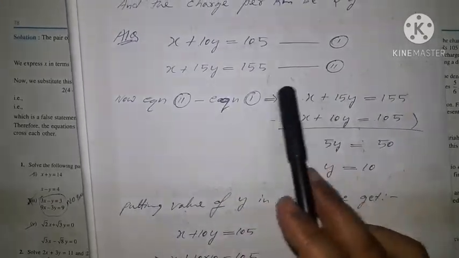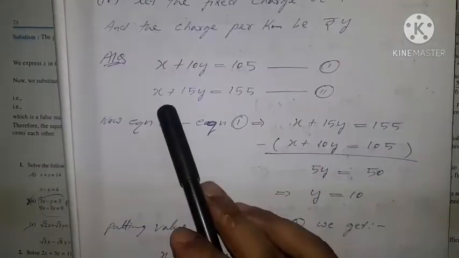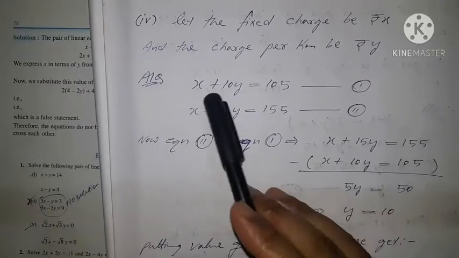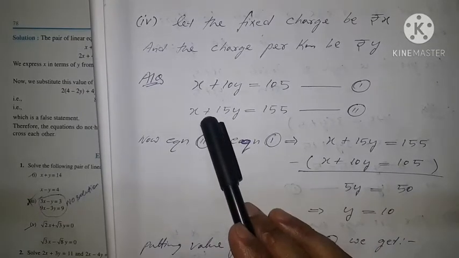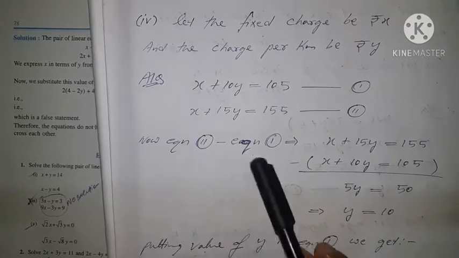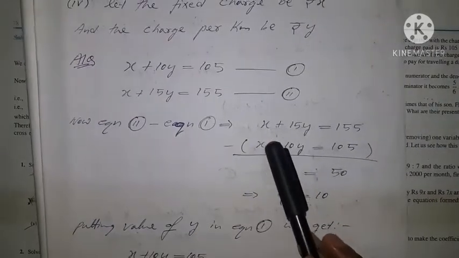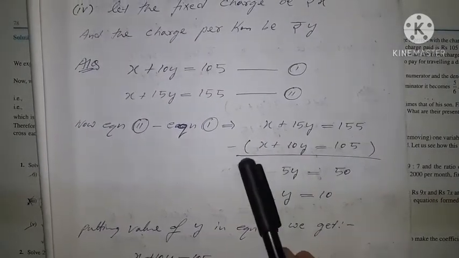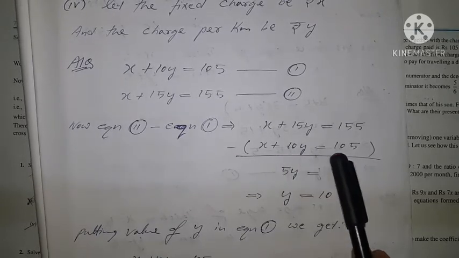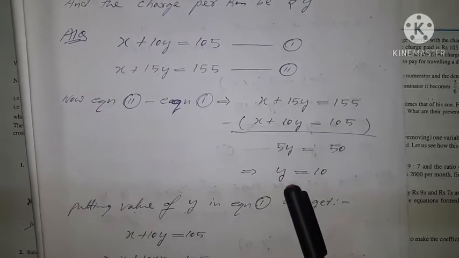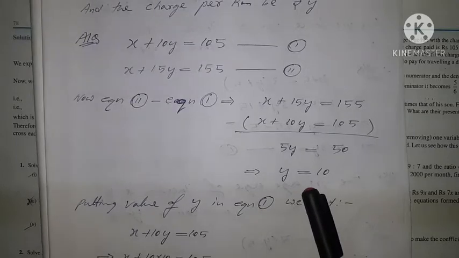Equation 2 minus equation 1. As we can see, in both equations X is there, so directly we can subtract. That is, equation 2 minus equation 1: X plus 15Y equals 155, minus X plus 10Y equals 105. After the calculation we get Y equals 10.